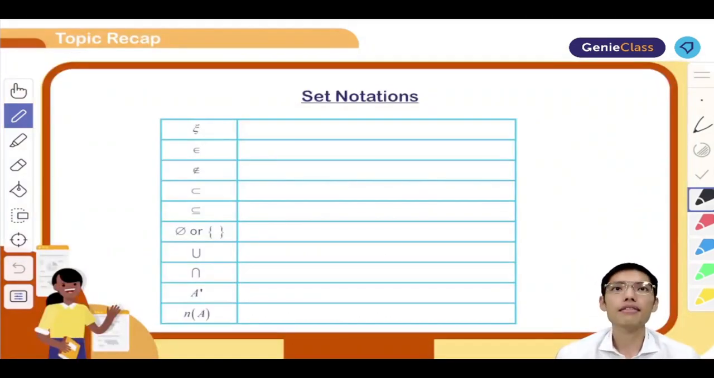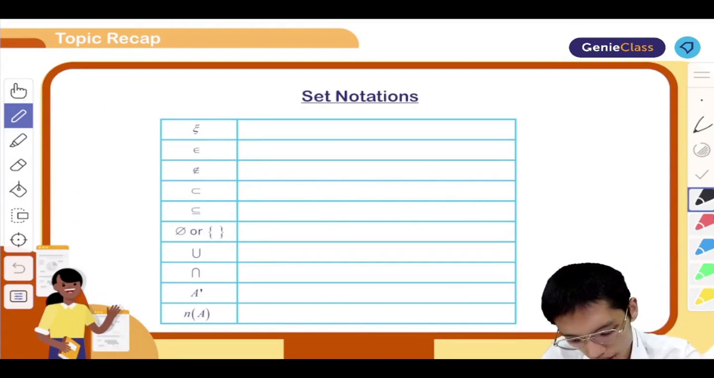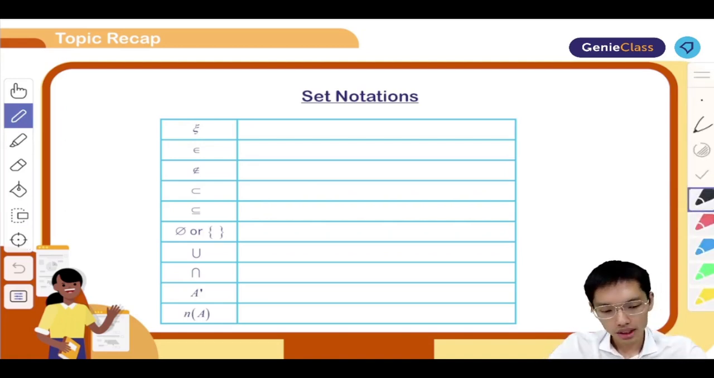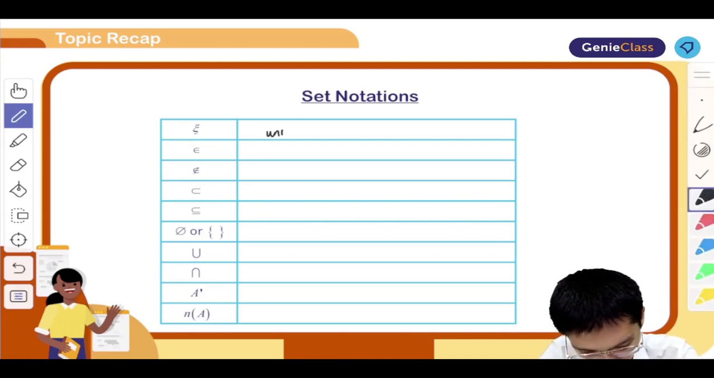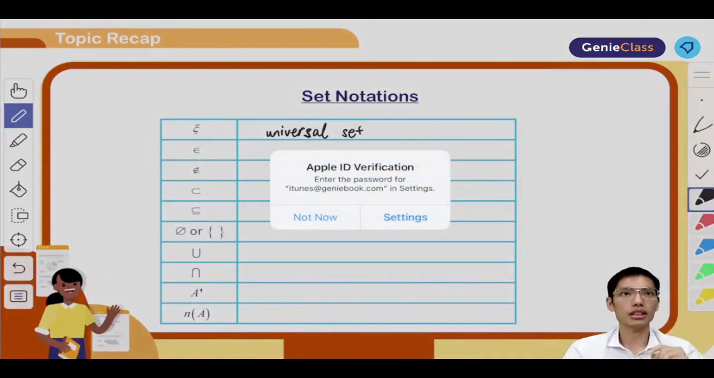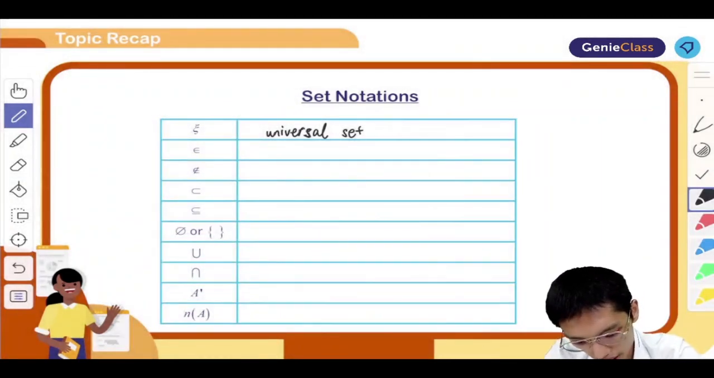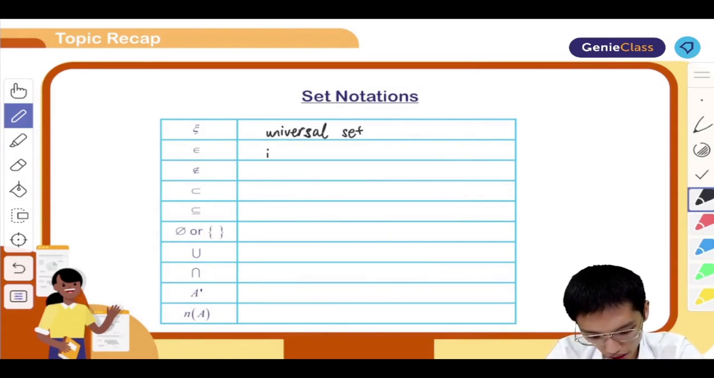But before that, let's have a few recaps. First type of question, set notation, and we shall do a little recap over here. For the first one, this alphabet looks like an E, but we pronounce it as xi. So we call this the universal set. Going to the next one, an inverted E over here, we call this 'is an element of'. So this is saying that it is an element of, which we'll see in a question later.